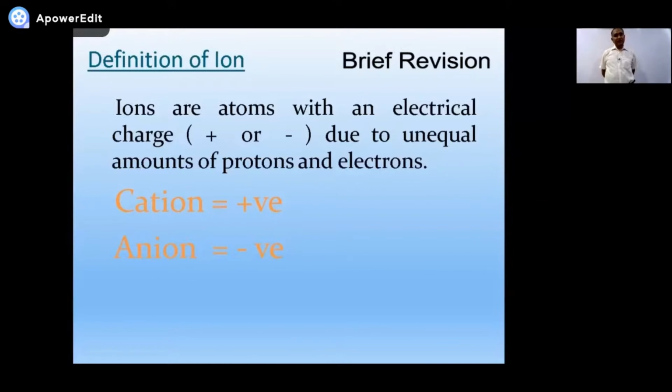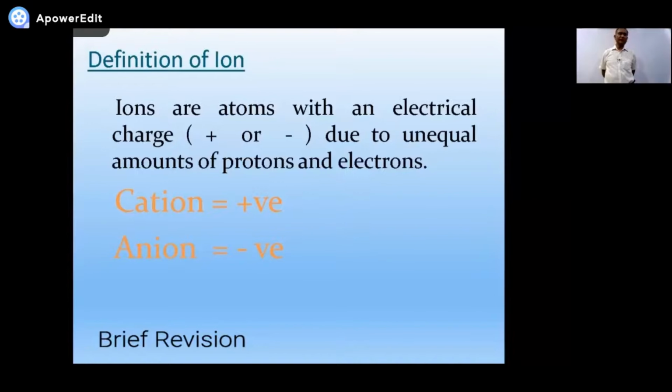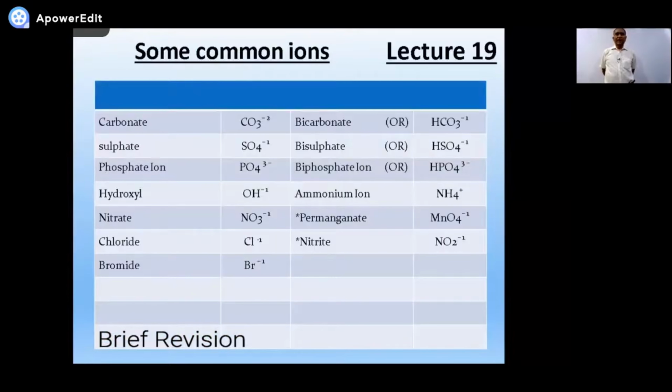If an atom loses an electron, it will acquire a positive charge and we call it a cation. If an atom gains an electron, then it will acquire a negative charge and we call it an anion. Right? Yesterday I told you the reasons with examples. And you were told to go through various ions and radicals. Okay?